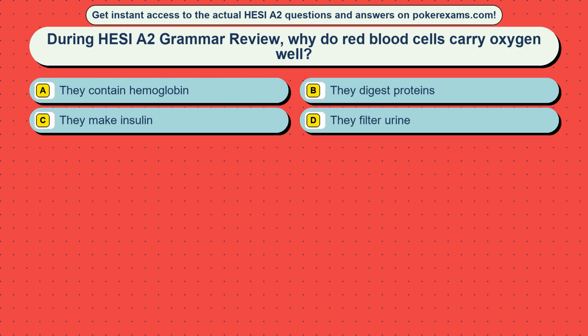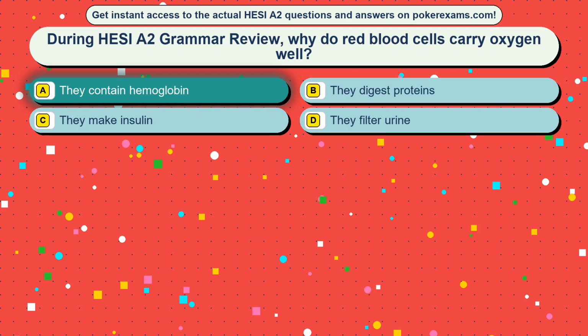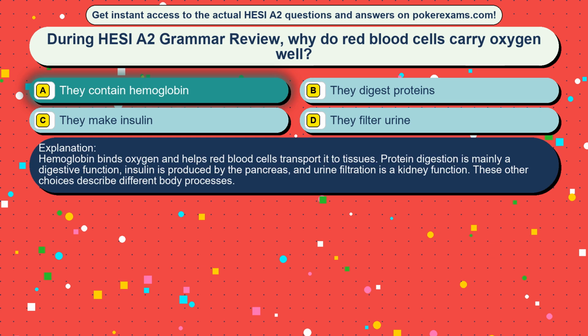Question 21. During HESI A2 Grammar Review, why do red blood cells carry oxygen well? Option A, they contain hemoglobin. Option B, they digest proteins. Option C, they make insulin. Option D, they filter urine. The correct answer is option A, they contain hemoglobin. Hemoglobin binds oxygen and helps red blood cells transport it to tissues. Protein digestion is mainly a digestive function, insulin is produced by the pancreas, and urine filtration is a kidney function. These other choices describe different body processes.